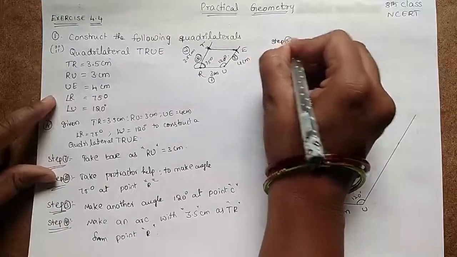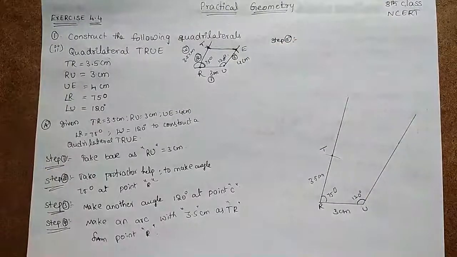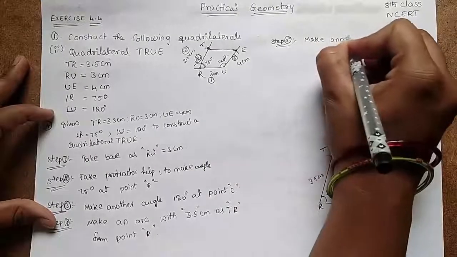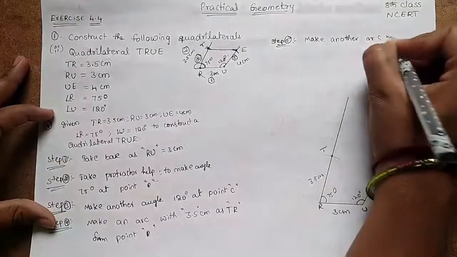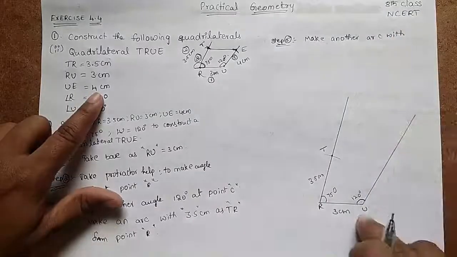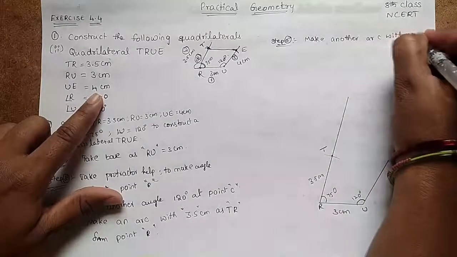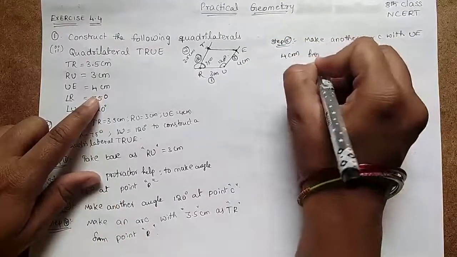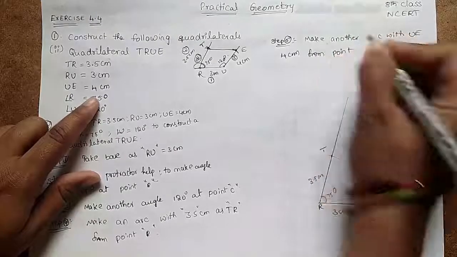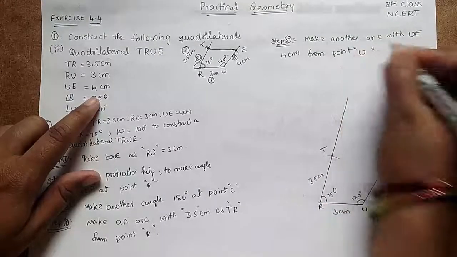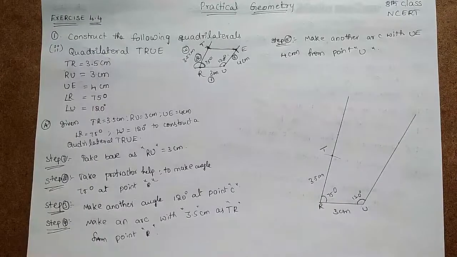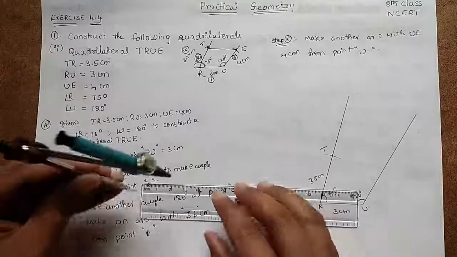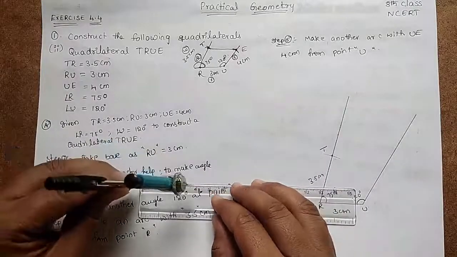Step 5, that is make another arc with the UE from here to E here. So with UE 4 centimeters from point U. So now take the help of a compass and scale and make sure that that is 4 centimeters in length.